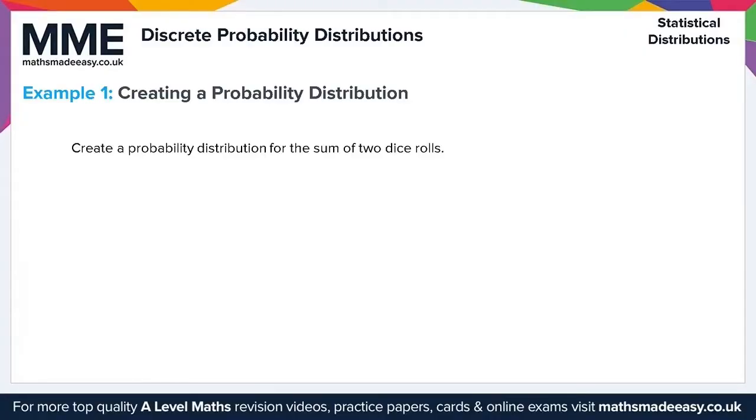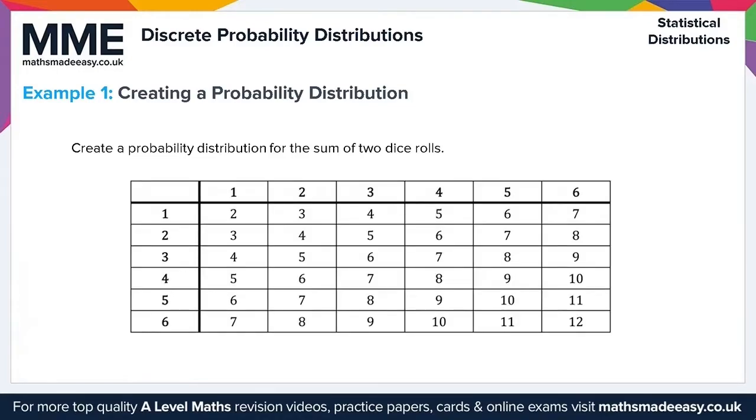Example 1 here on discrete probability distributions is taking a look at creating a probability distribution. Here we're asked to create a probability distribution for the sum of two dice rolls. The first thing we need to do is create a table of every possible outcome. Note that all of the outcomes are equally likely. In this case, what we'd get is something that looks like this.